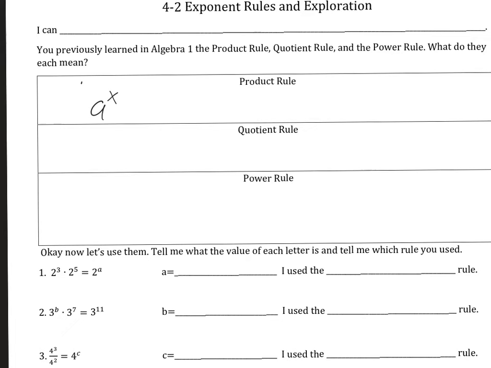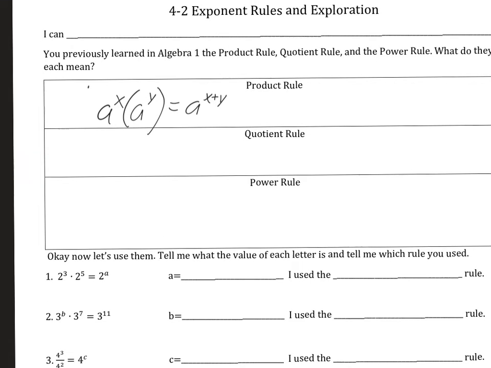a to the x times a to the y, that'd be the same thing as saying we have a to the x plus y. The quotient rule is saying if I had a to the x over a to the y, that's the same thing as saying I have a to the x minus y. So you would just subtract your exponents.